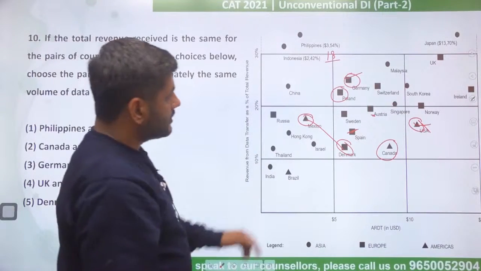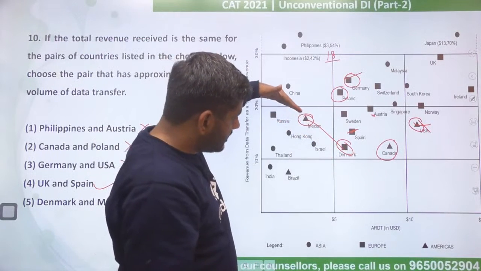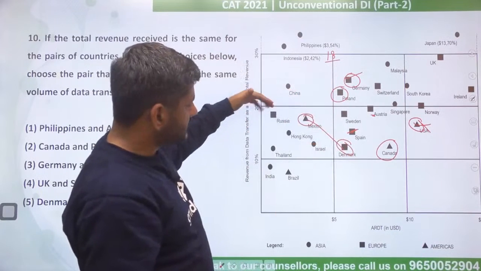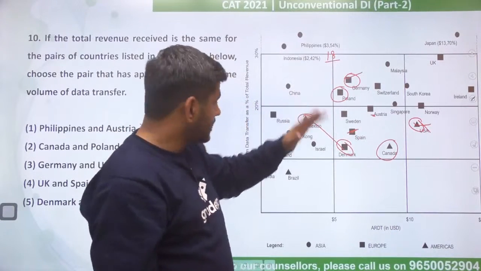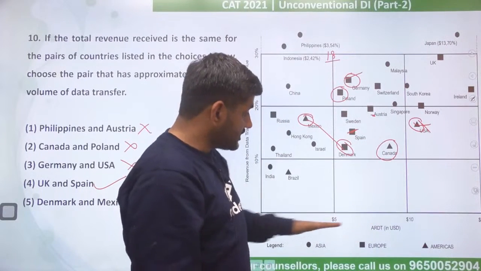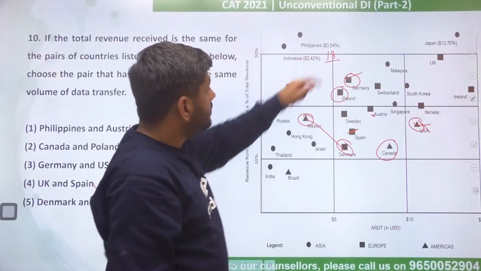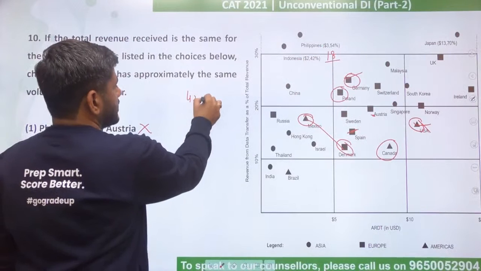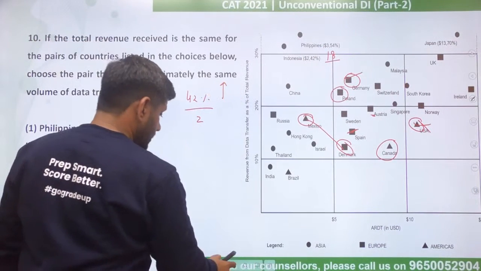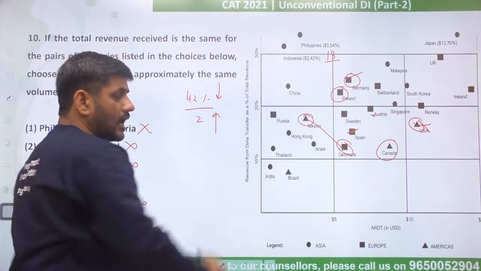The point is, if one country is here and the other country is here, that means you are going in this direction. So basically can I say the percentage is decreasing, ठीक है, and the ARDT is increasing. On this side you will see ARDT बढ़ रहा है और percentage कम हो रहा है. If 40, जैसे इंडोनेशिया है 42% by 2, if you decrease this and if you increase this, how can they be equal?